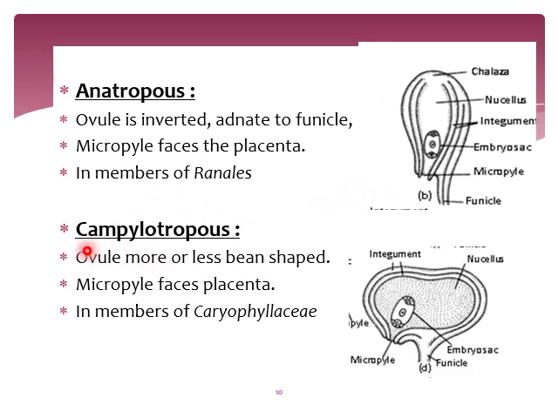The third important type of ovule is campylotropous. Here you can see the image that is showing a campylotropous ovule. In this case, the ovule is more or less bean shaped, and in this case micropyle also faces placenta. This type of ovule is found in members of Caryophyllaceae.